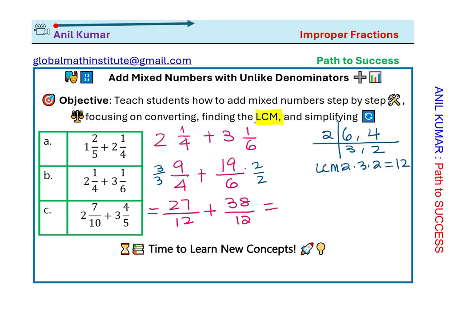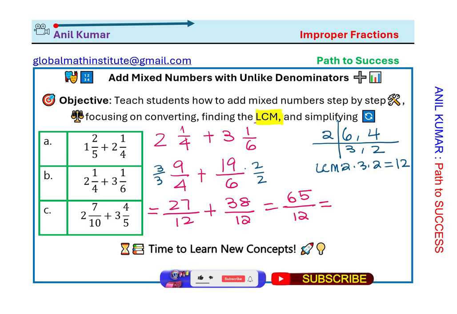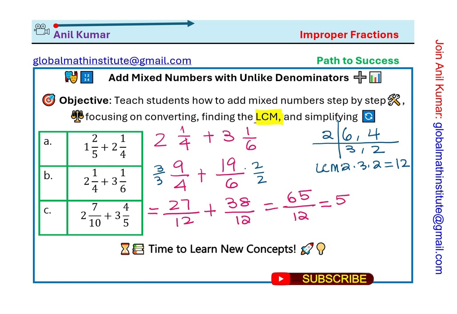Now we can add them up. So with the denominator of 12, we get 7 plus 8 as 15, and 2 plus 3 plus 1 is 6, so 65 over 12. 12 times 5 is 60. So 5 wholes and 5 over 12. So that becomes our answer. Correct. So that is how we will do it.